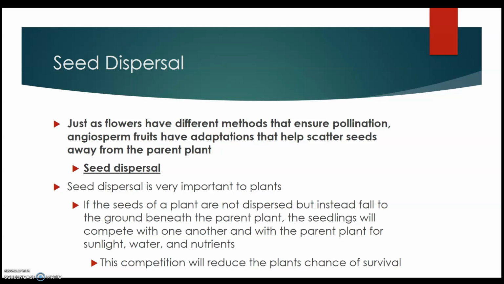So a lot of times we think of competition between two animals, but plants also compete for those vital resources that we talked about when we reviewed photosynthesis. They're competing for sunlight. So if they're directly under the parent plant, that parent plant is going to cause a lot of shade.